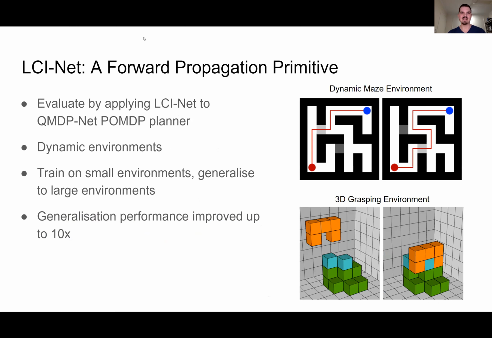We evaluate LCI-Net by applying it to the recently developed end-to-end POMDP planner QMDP-Net and comparing against the original on a variety of environments, some including dynamic elements. Agents are trained on data sets of small environments before being evaluated on large environments. Adding LCI-Net results in generalization performance improving by a factor of up to 10.